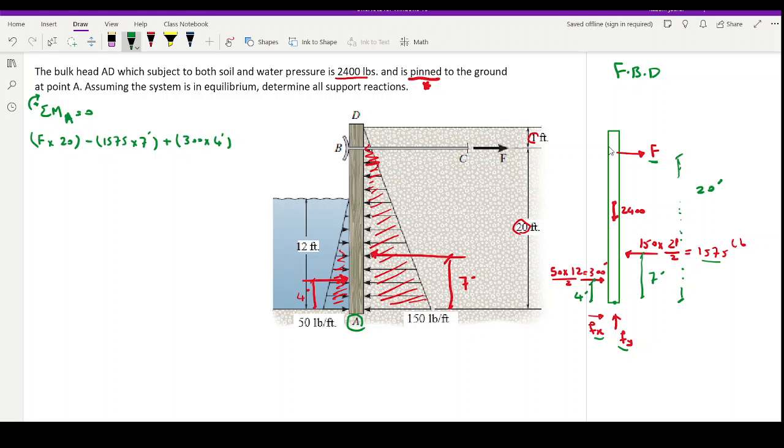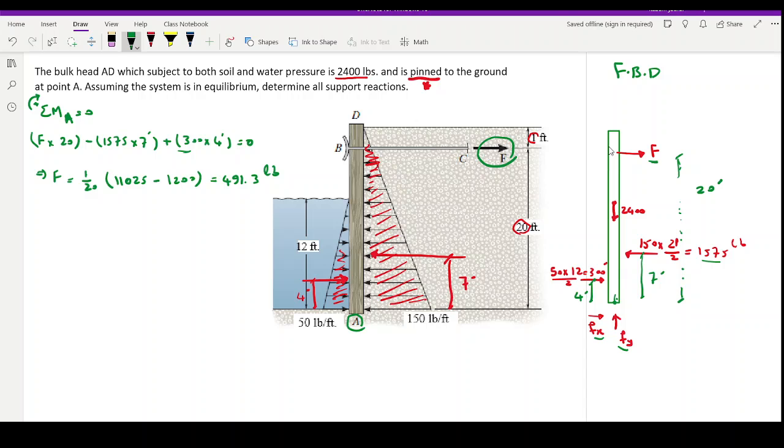Then this 2400 doesn't have any moment because it passes through this point. Therefore, its moment is 0, and we can close the equation. It's equal to 0. You can solve this. F is equal to 1 over 20 times 1575 times 7, which is 11,025. Because you're moving to the other side of the equal sign, it becomes positive, and this will become negative, minus 1200, and it's equal to 491.3 pounds. So we calculated this F.